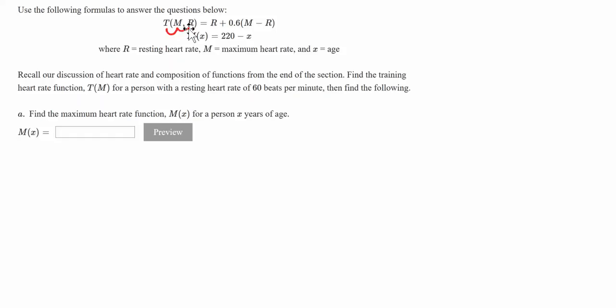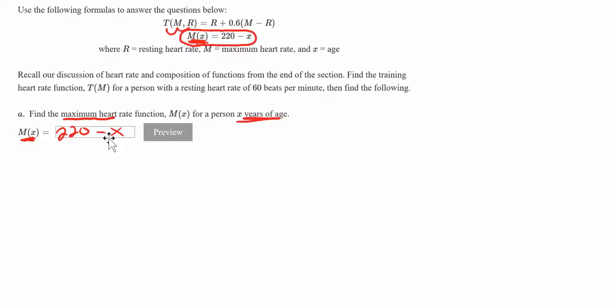But before we get to that formula, we have this one here. It just says find the maximum heartbeat for a person of a particular age. As we look on here, it's really just this right here. There it is. We're just going to write it exactly down. So notice even the formula itself is M of x. So this would be 220 minus x.